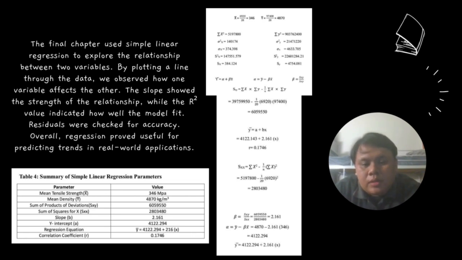The correlation coefficient R equal to 0.1746 shows a weak positive relationship between these two variables. The relationship is not very strong. The regression still helps in understanding how one variable affects the other. This method is widely used to make predictions in real world engineering applications.